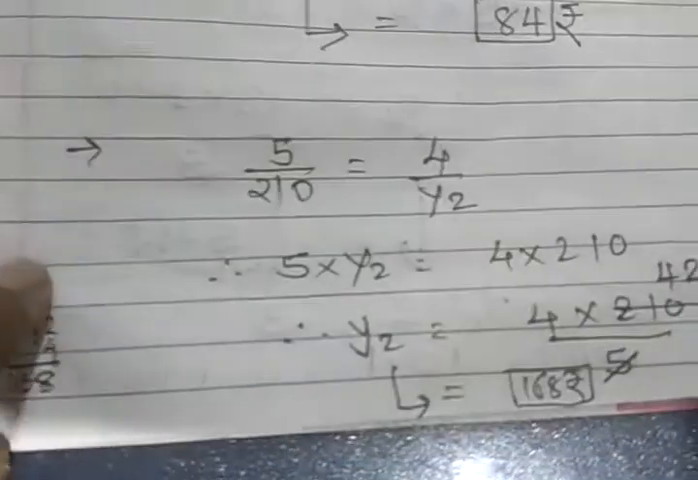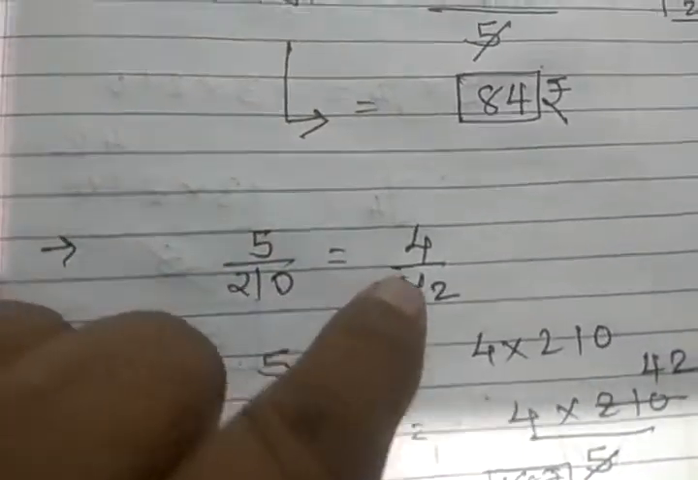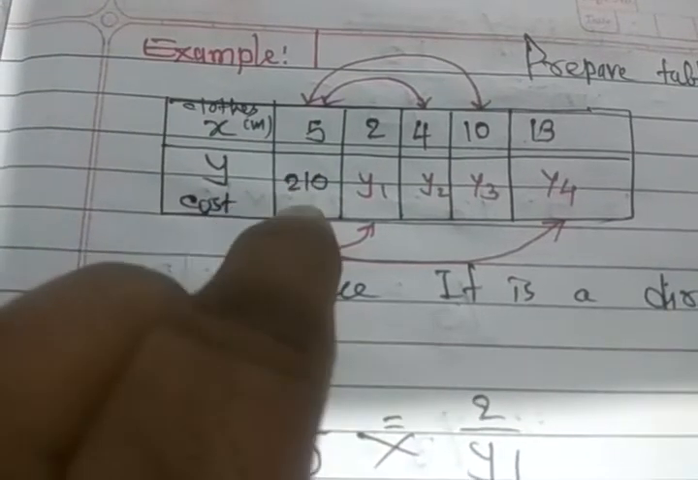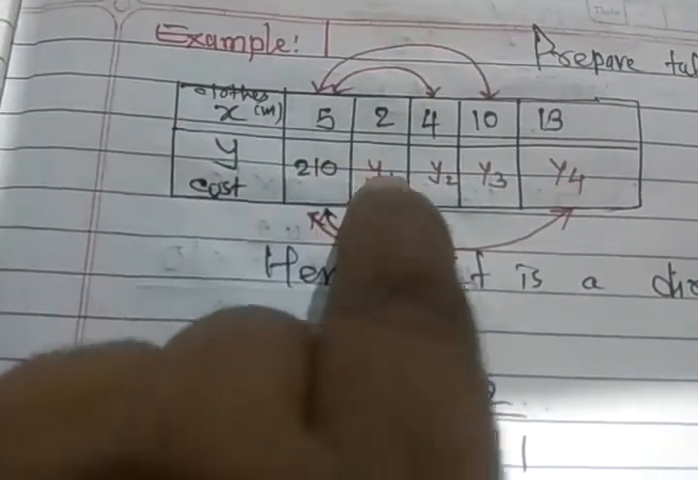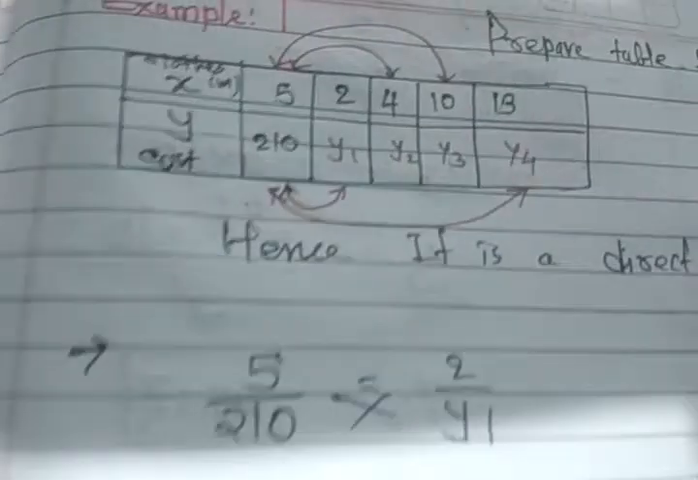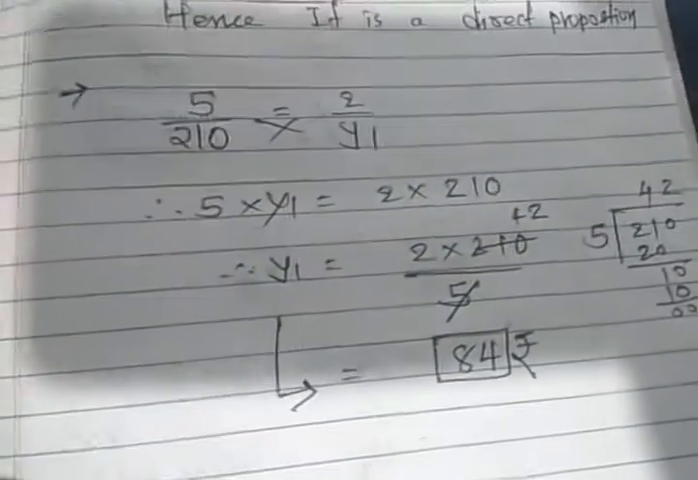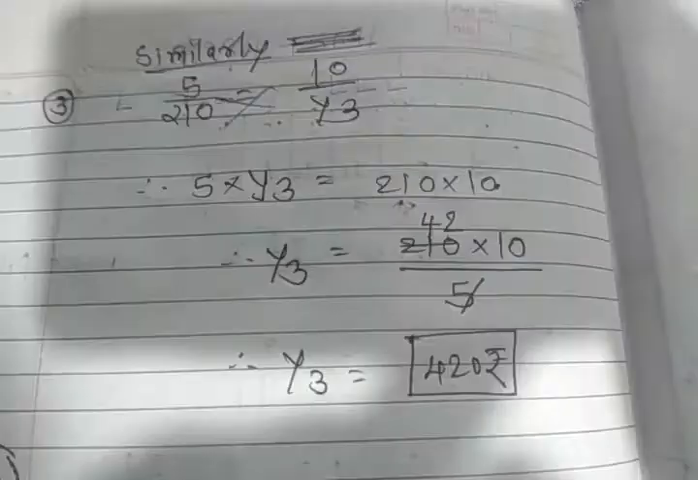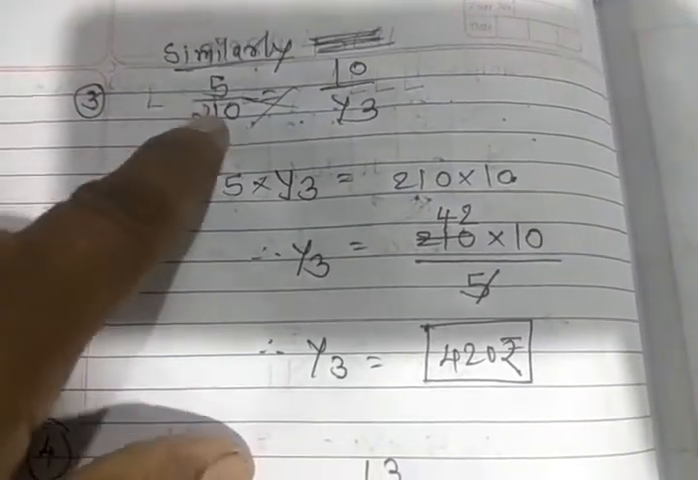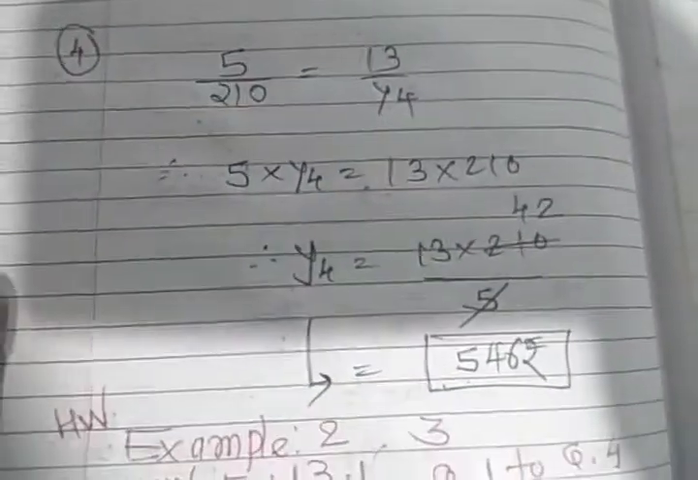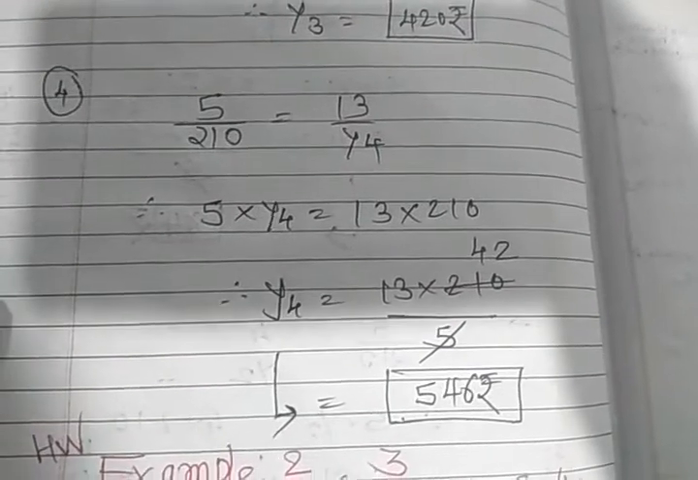Similarly you will get the second one. You take 5 upon 210 equals 4 upon y2. What you have to do: look, which ratio is given in both? The first ratio is given in both, so take that ratio with everything. This and this, that is why I have drawn an arrow here. This with this, this same one with the third one, and this with this. Correct? So if you simplify like this, you will get the answer. Similarly, the third one: ratio 5 upon 210 is equal to 10 upon y3. It's a very simple one.